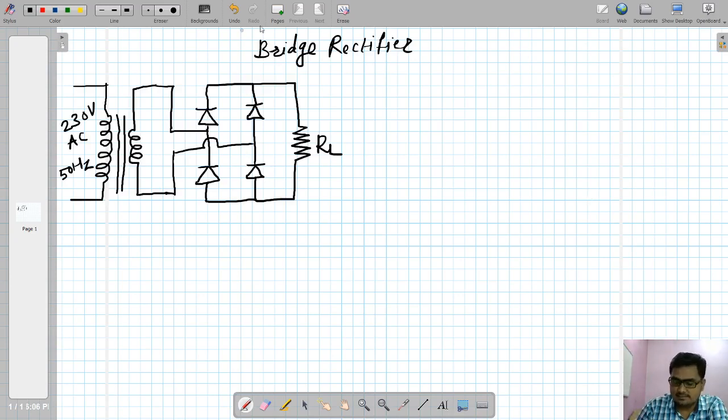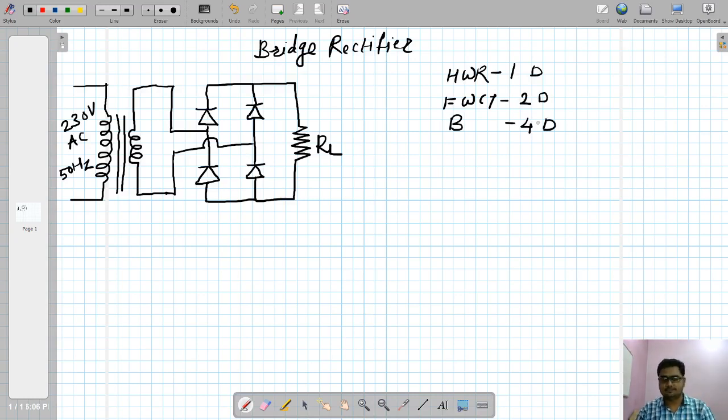Hope you remember that in half wave rectifier, we have only one diode. In case of full wave center diode rectifier, we have two diodes. And in case of bridge rectifier, now I have connected four diodes. Good. We have compared already half wave rectifier and full wave center diode rectifier.